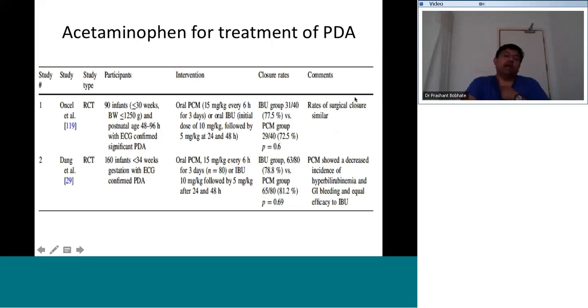Then came acetaminophen, and over here also, if you see, oral paracetamol was as effective as oral ibuprofen in closure of PDA in both these trials. The rates were similar for surgical closures, and paracetamol in fact showed decreased incidence of hyperbilirubinemia and GI bleeding and equal efficacy to ibuprofen.